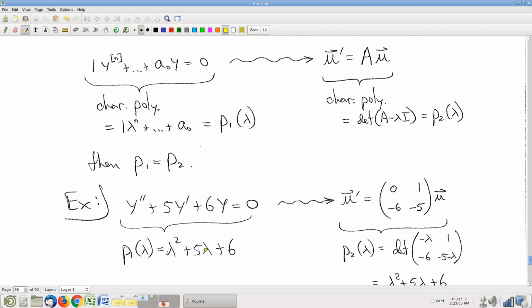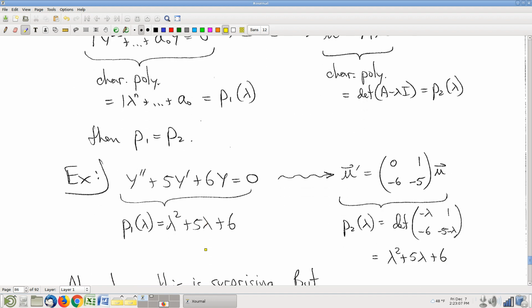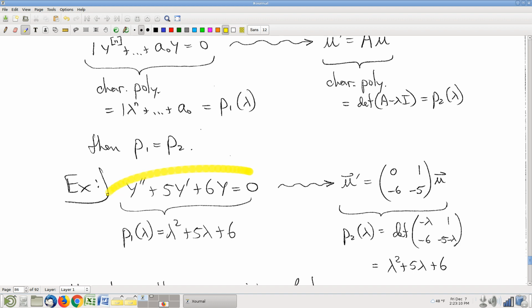Let me just show you that this actually works. There's a chapter 4 question. Here's the corresponding chapter 6 system. Here's how you would compute the characteristic polynomial. Multiply it all out, and you get that. It's exactly the same as that. Super weird. Almost enough to make you think there's something going on here, doesn't it?